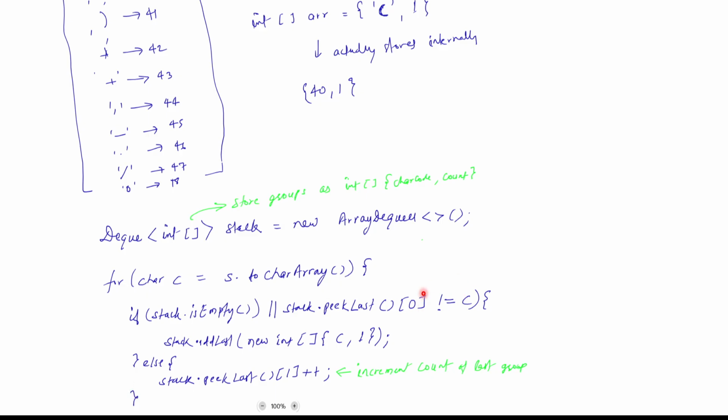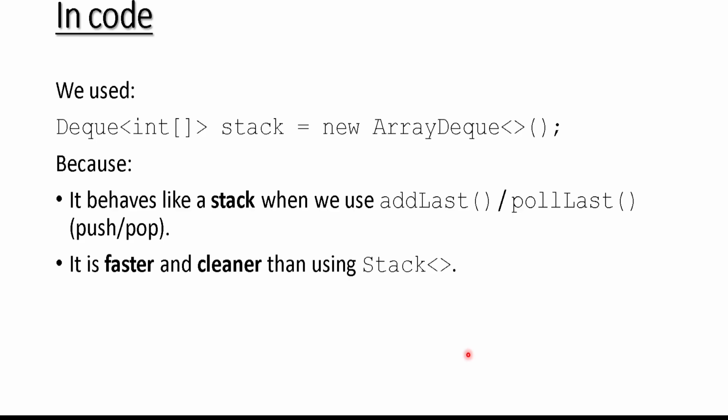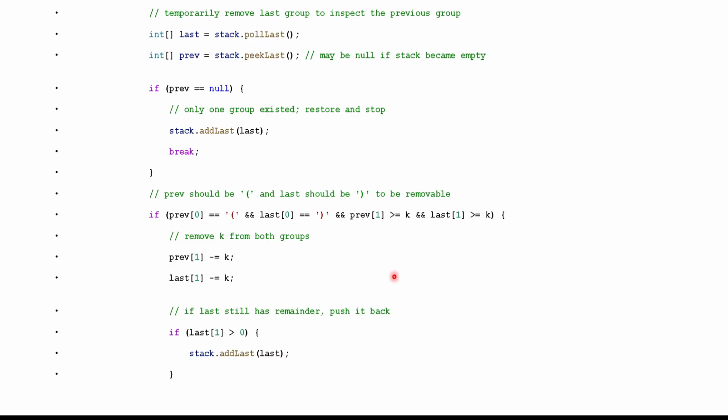If it is equal to c, we have to increment the count of the last group that we have added. I think you understood that. In our code we have used the stack deque, and it behaves like a stack because we use add last and poll last, like push and pop. It is faster and cleaner because we are using the stack.